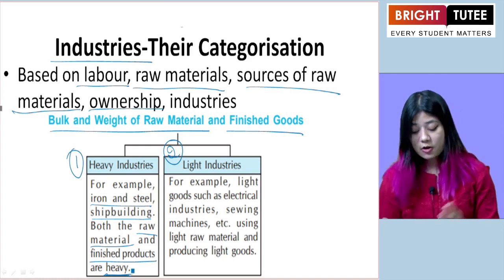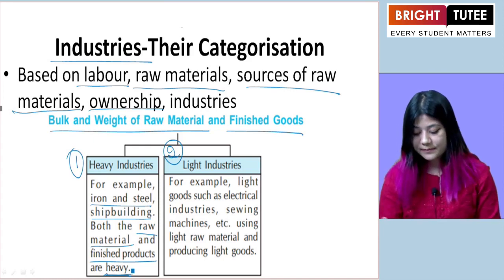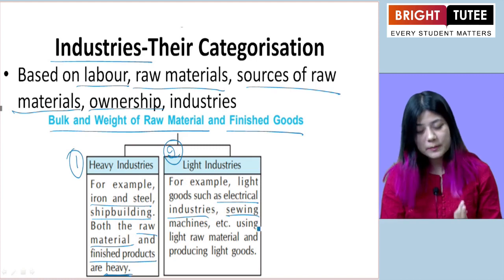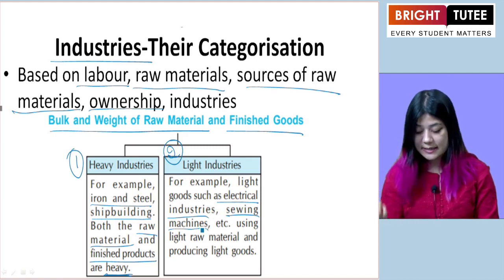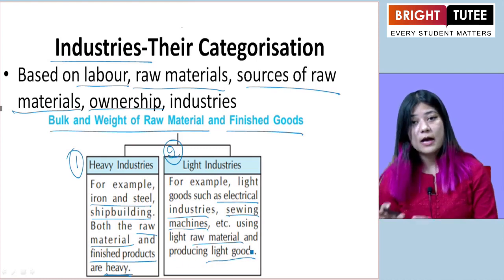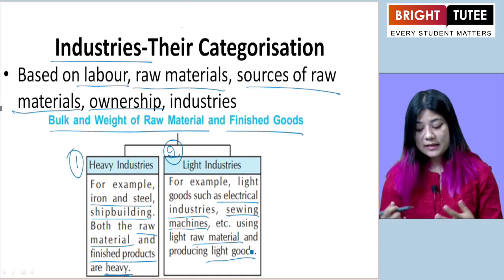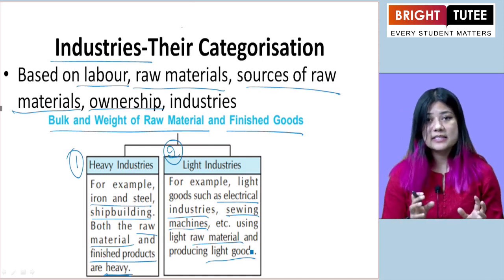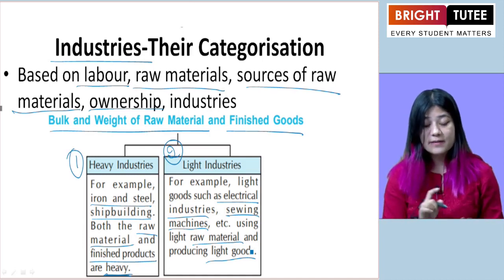Light industries, on the other hand, are electric industries, sewing machine industries, etc. The raw materials and the finished goods are both light. They are not as heavy and massive as those of heavy industries.